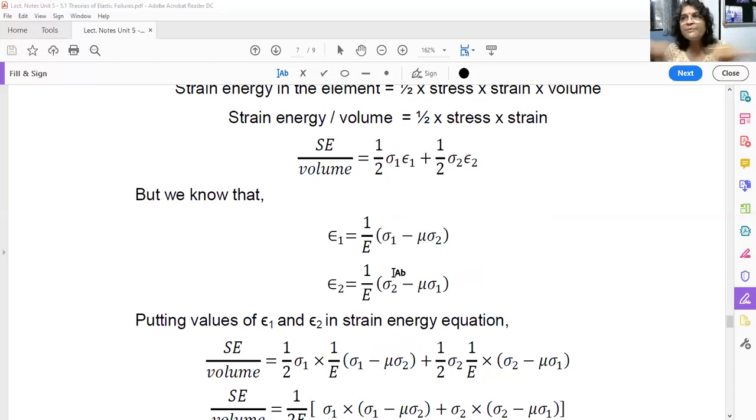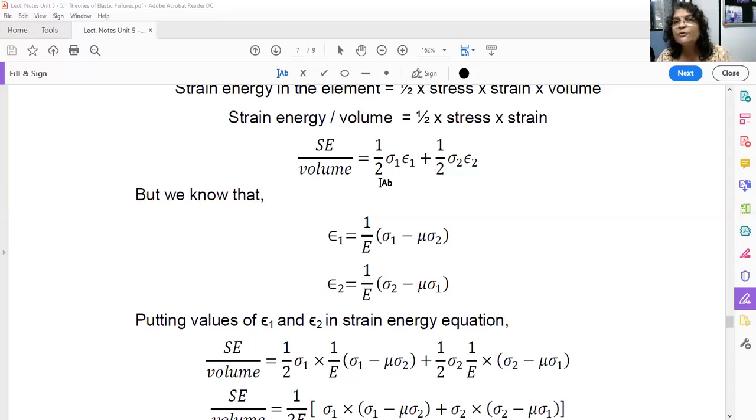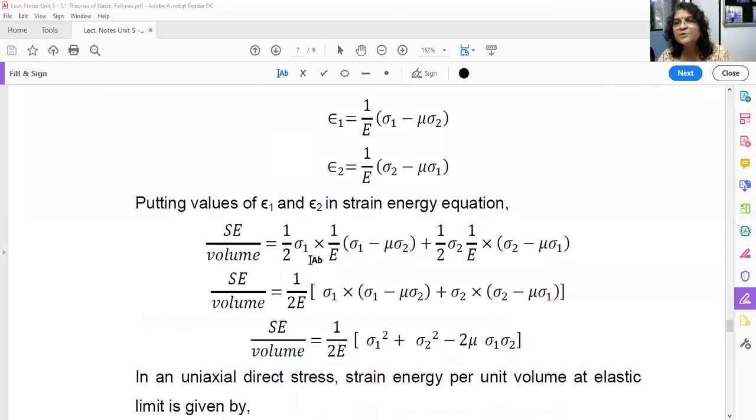You know, whenever there is perpendicular loading or stresses, if you elongate the material in the x-axis direction, along the y-axis it is going to compress. So there is a strain along the x direction and the y direction also, and to consider the strain in both directions, we consider mu, that is Poisson's ratio. Now putting the values of epsilon 1 and epsilon 2 in this formula, strain energy per volume is equal to 1/2 sigma 1 into epsilon 1, that is 1 upon E (sigma 1 minus mu sigma 2), plus 1/2 sigma 2 into epsilon 2, that is 1 upon E (sigma 2 minus mu sigma 1).